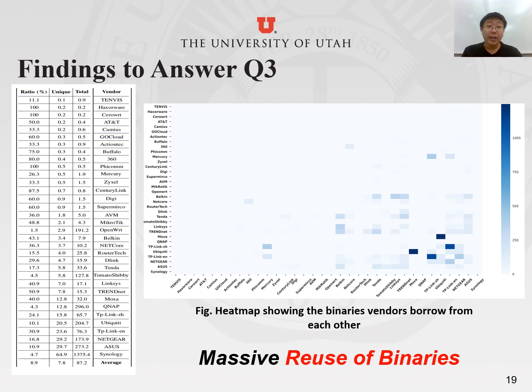Another reason is the large number of binary reuse. The left table indicates the number and ratio of unique binaries in each of the vendors. Obviously, vendors largely reuse binaries. The binary reuse also happens between vendors. The heat map on the right presents the binary overlap across the vendors. The darker color represents a larger number of binaries. If those reused binaries are not well protected, the missing of mitigation will easily spread to many more devices.